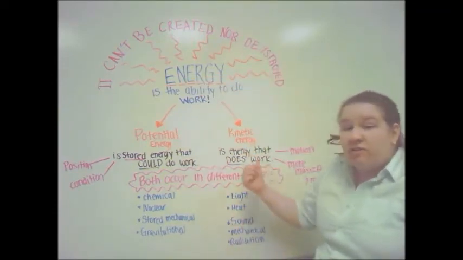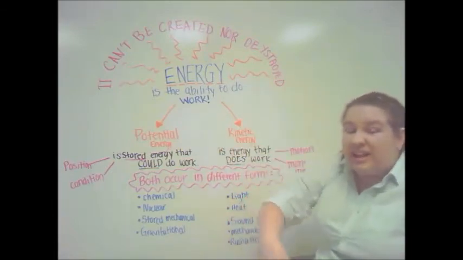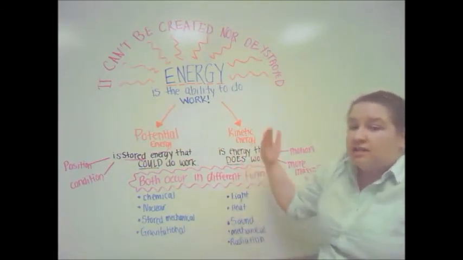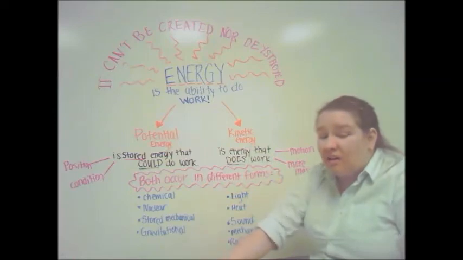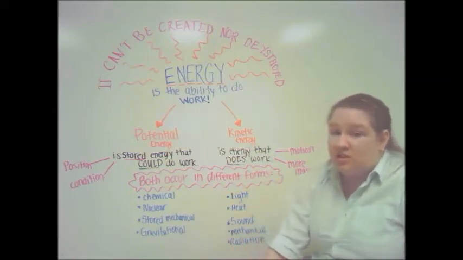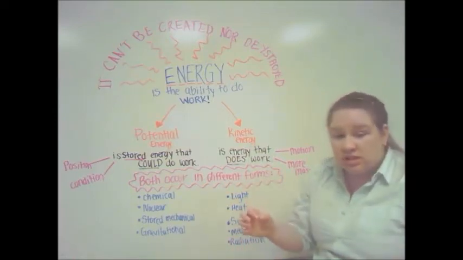So, if we are at the top of our roller coaster, we're in potential energy. But if we're moving down the hill on our roller coaster, we're in kinetic energy, alright? And sometimes when we're going down, we can still have potential energy and have both energies.